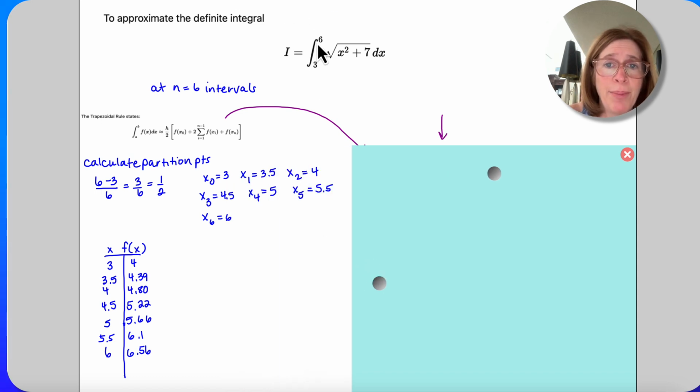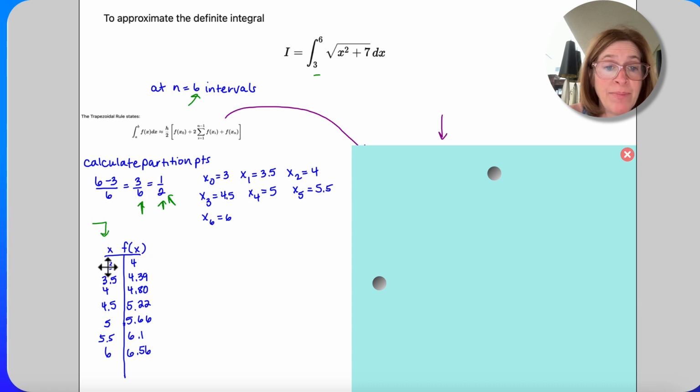So I do upper limit minus lower limit, so 6 minus 3 over the number of intervals you wanted, which was 6, giving me 3 over 6, giving me 1/2. From there, I need to actually calculate each of the partitions. So I'm starting at 3 and I'm going every half: 3, 3.5, 4, 4.5, 5, 5.5, all the way to 6. Those become the inputs to my function.